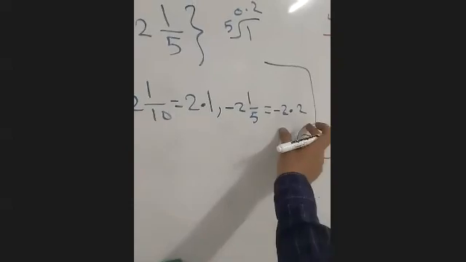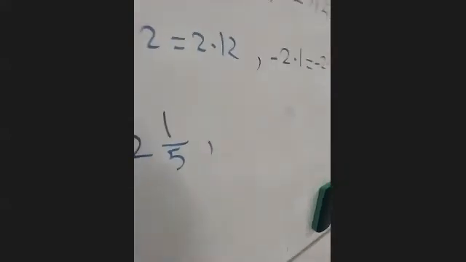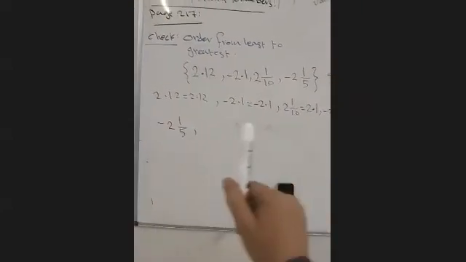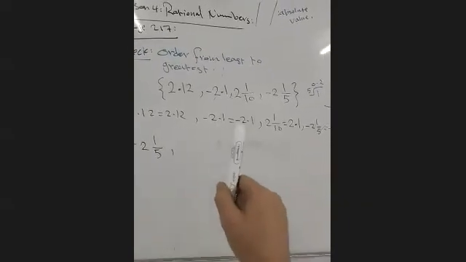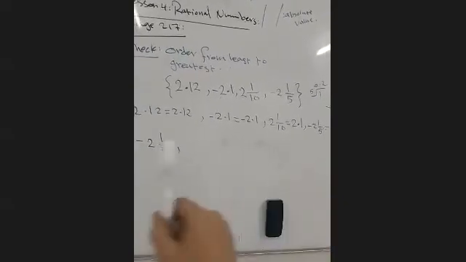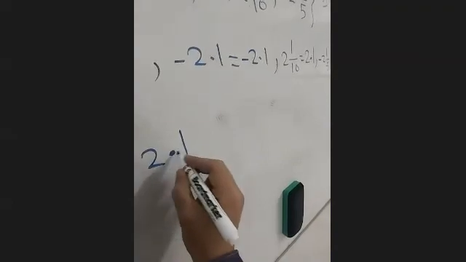Negative 2.2 is the least one. But I won't write this; the question wants the original form. So this one will be the least, at the first place: negative 2 and 1 over 5. What's next? Now we have three numbers. This one is done. Next, we have 2.12, negative 2.1, 2.1. Which one is next? Negative 2.1, because the negative is less than the positive. So negative 2.1 is the second number.